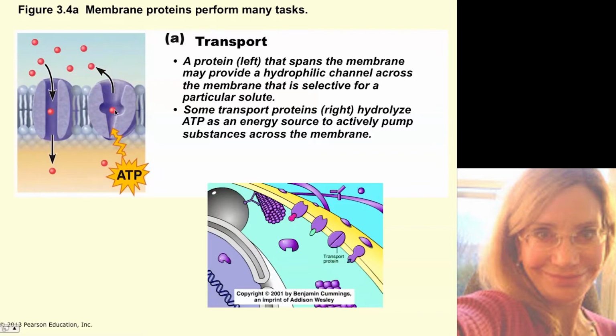The one on the right here, this is a transport protein that hydrolyzes ATP as an energy source. In other words, this requires energy. It's called active transport, and it can move something from an area of low concentration to high, going uphill, up the concentration gradient, which requires energy. This would be a pump protein.